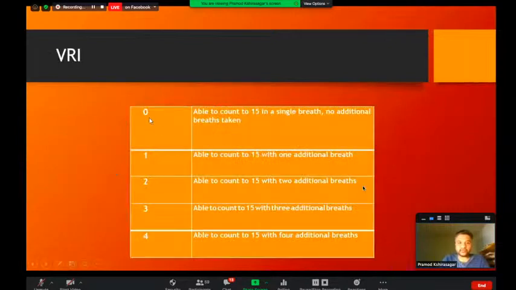According to that, you can categorize and quantify them: 0, 1, 2, 3, 4. At 0, they can count without taking any additional breath. At 1, they take one breath in between. 2 means 2 breaths in between to count to 15, and 3 means they take 3. 4 means they take 4 breaths to count to 15. So this is very important, you can use this.